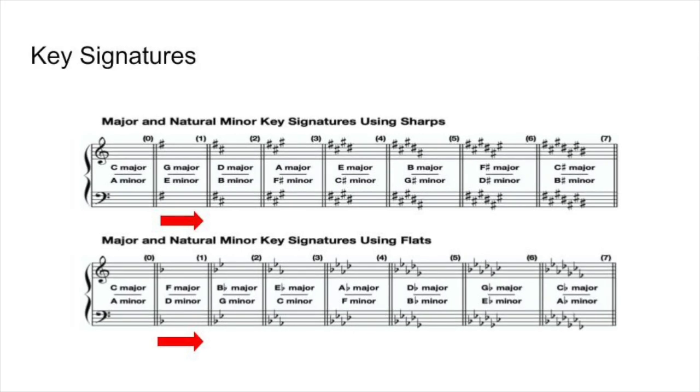Key signatures shows us what key we're in. They are represented as sharps and flats. The order of sharps goes from left to right: F sharp, C sharp, G sharp, D sharp, A sharp, E sharp, and B sharp. Order of flats is the reverse of the order of sharps: B flat, E flat, A flat, D flat, G flat, C flat, and F flat. Both orders are arranged that way.